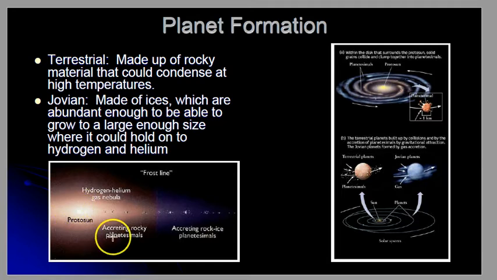Here was our protosun. Here it's too hot for gas stuff. We get our rocky planets here. Out here, past the frost line, we get our ices, which are abundant enough to be able to grow large enough. Then we begin to capture hydrogen and helium as these get big enough. The frost line is important. Inside of it, all the planets are rocky. Outside of it, the ices can condense and you begin to gather in hydrogen and helium and build the gas giants.